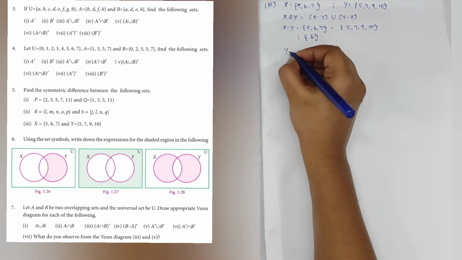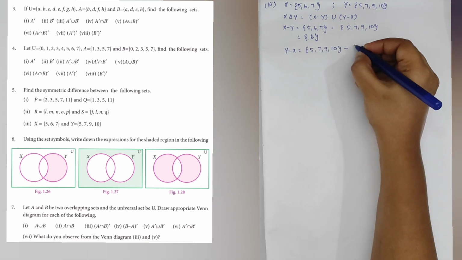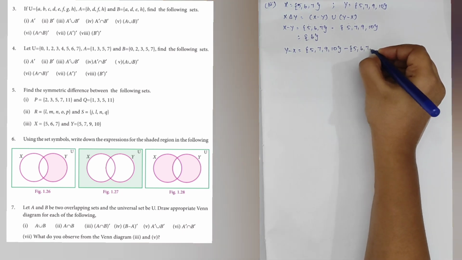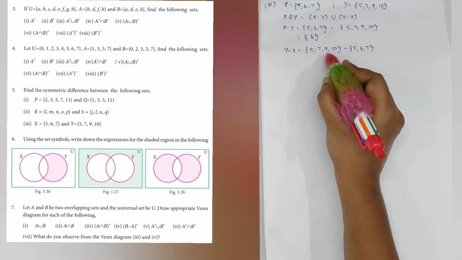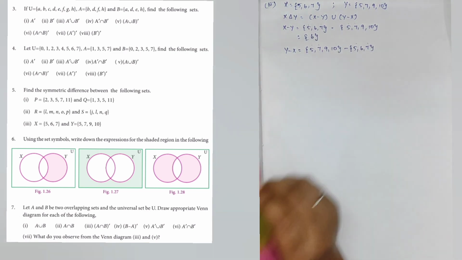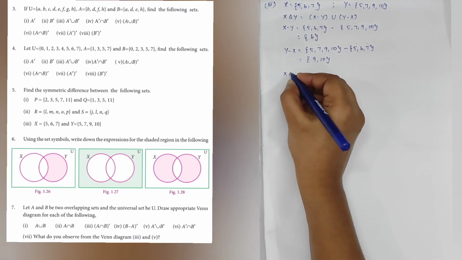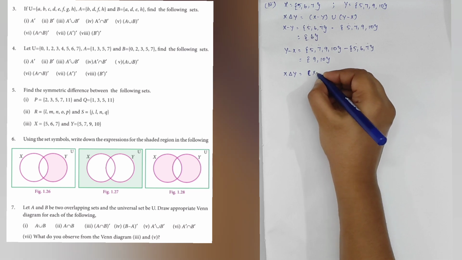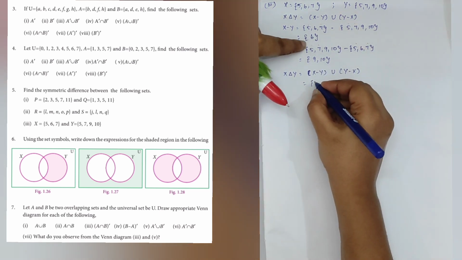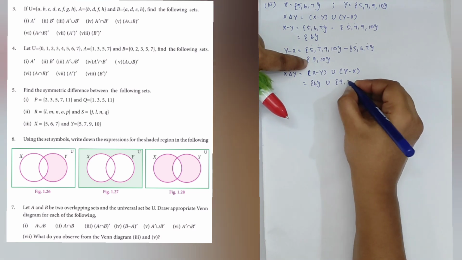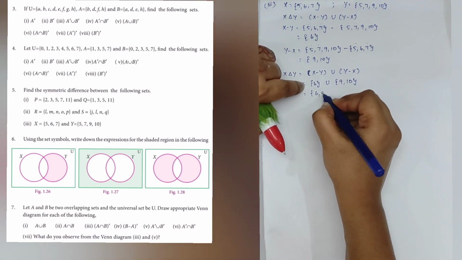Now similarly do it for y minus x, that is equal to 5, 7, 9, 10 minus 5, 6, 7. Now list out the common elements, 5 and 7. Now we have to list out only the uncommon elements of this first set, that is 9 and 10. Now do it for x delta y, that is equal to x minus y union y minus x. So 6 union 9, 10. Now we have to combine both the sets. So the answer is 6, 9, 10.